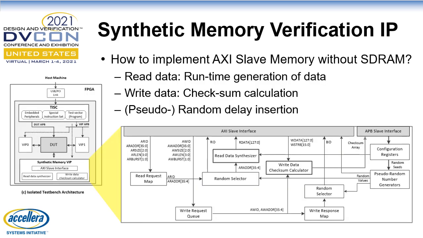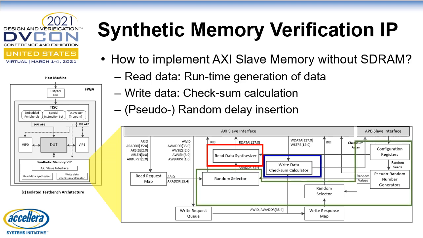Now let's move to the next topic, verification IP. This is a synthesizable AXI slave interface model which behaves like memory without real physical memory devices. For read data, a synthesizer generates pseudo-random values at runtime. For write data, checksums per byte length are calculated instead of holding whole contents for output checking. Random delay insertions for address and response channels are another key function of this verification IP for higher verification quality.